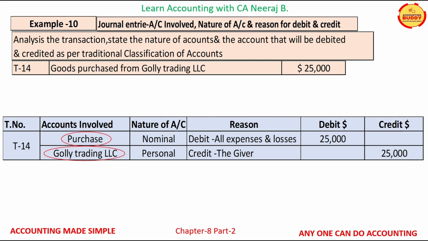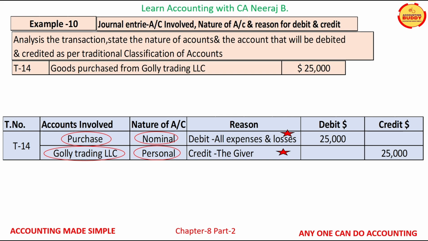Under traditional classification of accounts, purchase is a nominal account and the rule for debiting the nominal account is debit all expenses and losses. In this transaction, purchase being the business expense is debited to purchase account. Goli Trading LLC is a personal account and the rule of crediting personal account is credit the giver. In this case, goods are being given by Goli Trading LLC on credit.